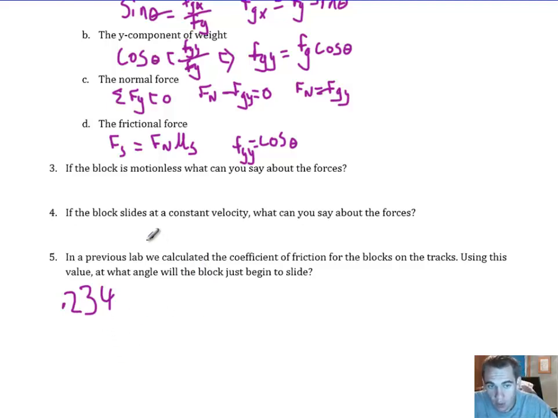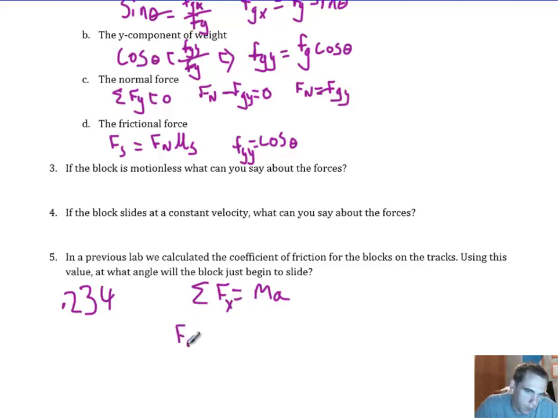Well, if you know this, then you can find the normal force or the frictional force, and then you can find the angle. So essentially what I have is net force equals mass times acceleration, and I'm looking for the part where this thing just begins to slide. Of course, I'm only worried about the x direction, and there's only two forces in the x direction. There's Fgx minus the frictional force Fs has to equal ma, and this is just when the block begins to slide.